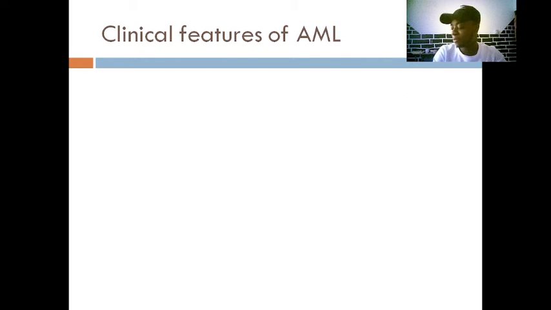So the mature cells are very, very important for you to know, all the mature cells. I'll give a picture of them so that you'll be able to appreciate them. Now, clinical features of acute myeloid leukemia.